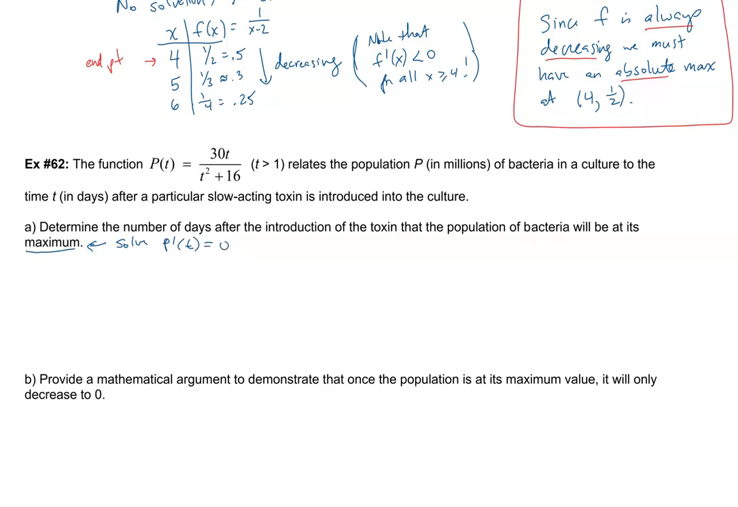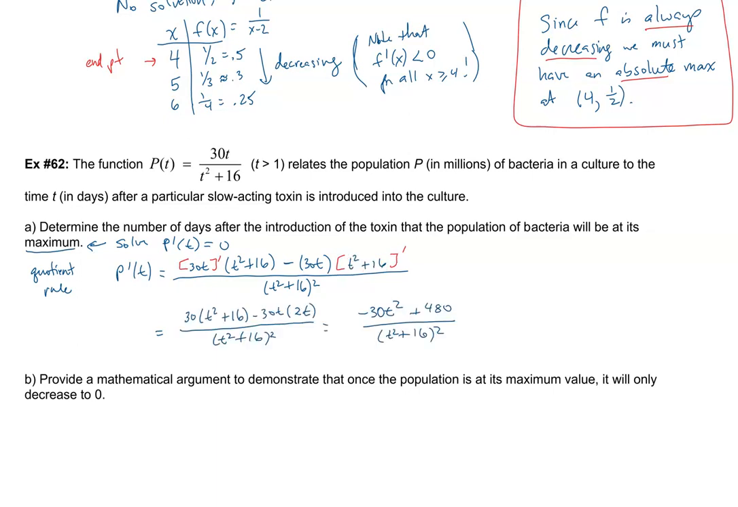So I'm actually going to pause my recording to keep it in the time limit. I'm going to work on the quotient rule to work on the derivative. So here I've set up my quotient rule, and I'm going to keep working on it. And here's my derivative of 30t being 30. Derivative of t squared plus 16 is 2t. I've distributed and combined like terms, and I have negative 30t squared plus 480 all over t squared plus 16 all squared.